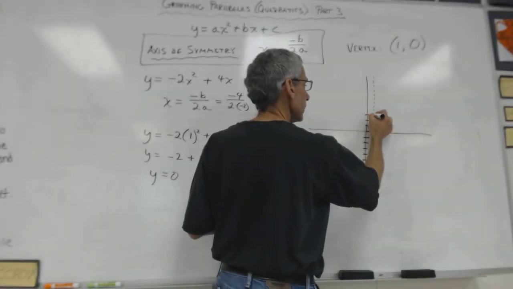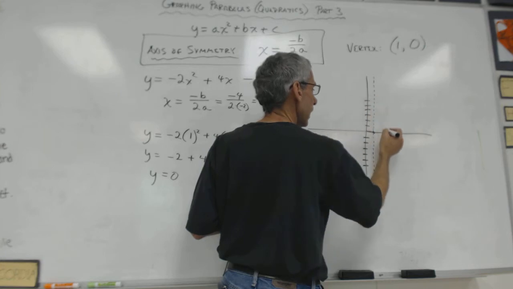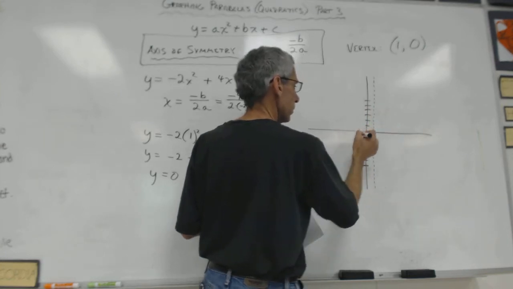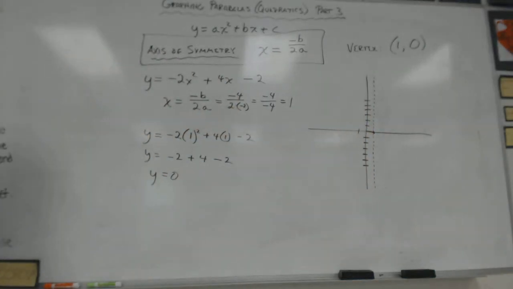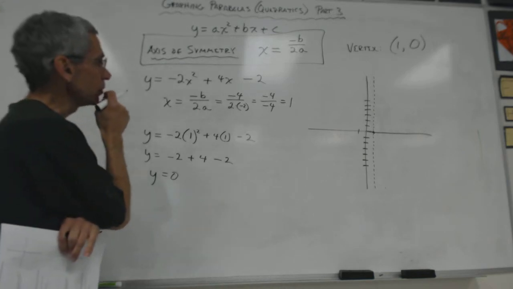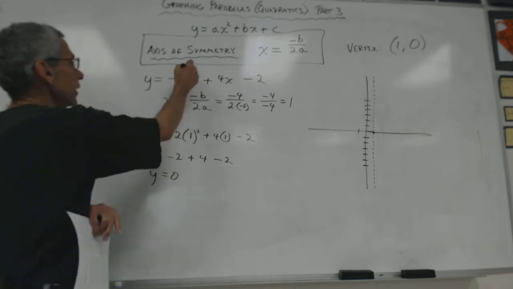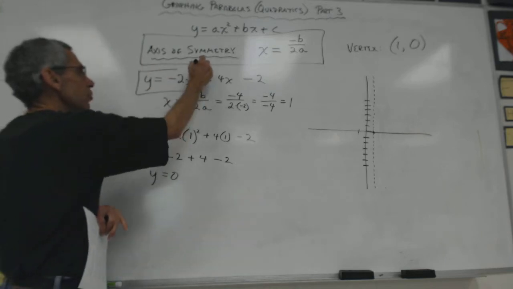Times 2. Standard parabola guy times negative 2. Negative 2, Gary, right? I can't see what you... All right, sorry. Okay, negative 2. Minus 2, right? Okay. So now I got to use the standard parabola guy times negative 2.